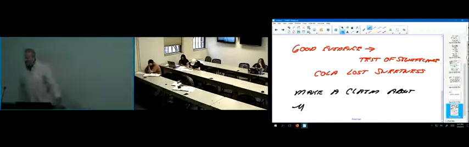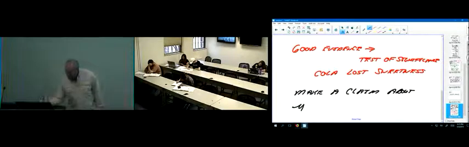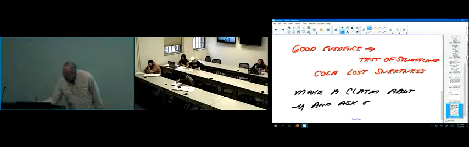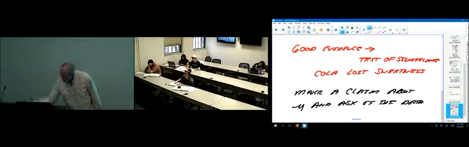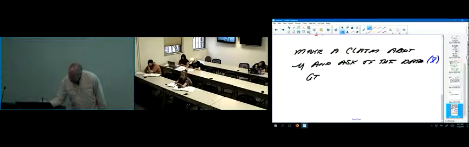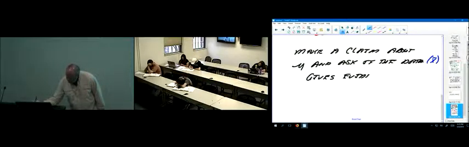Mu, remember, is the mean loss for all tasters, that mean difference, mu. We're going to make a claim about the mean mu, and ask if the data, x bar, gives evidence against it.